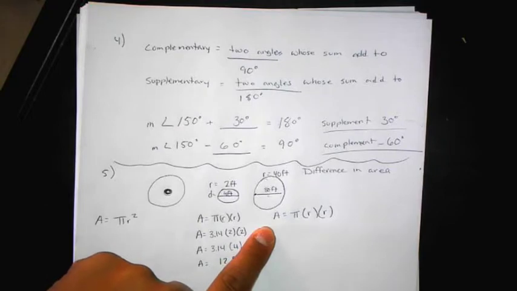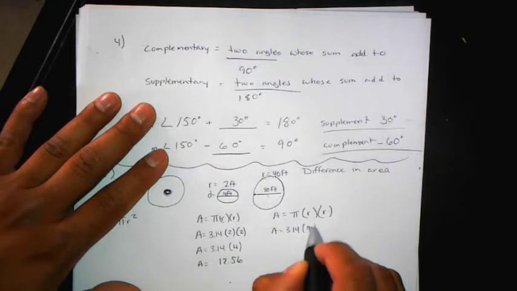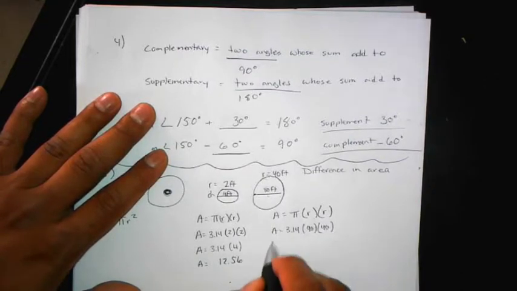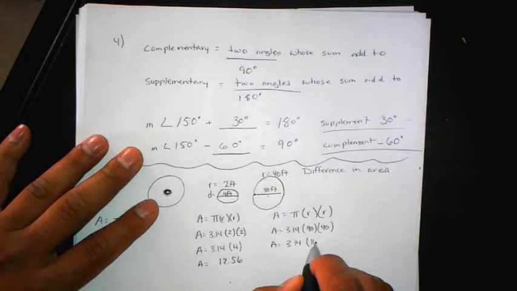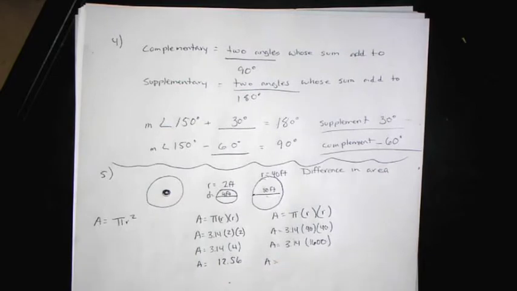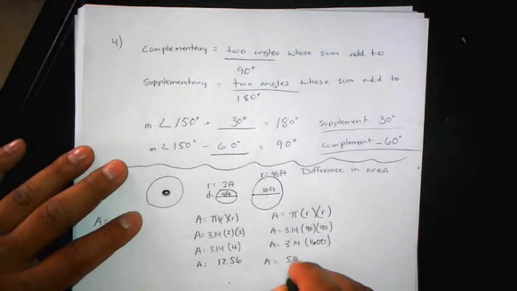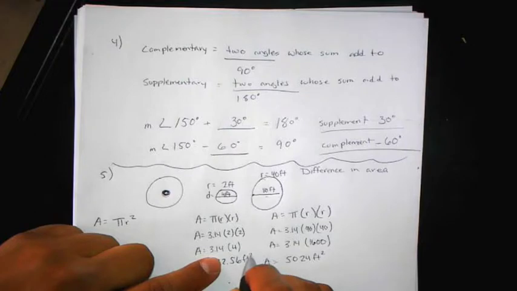Let's do the same thing for the area of this one. Area equals 3.14 times the radius. Area equals 3.14 times 40 times 40, which is going to give me 1600. And now I'm going to multiply that times pi, which is 5024. Let me make sure I write my units on both of them.